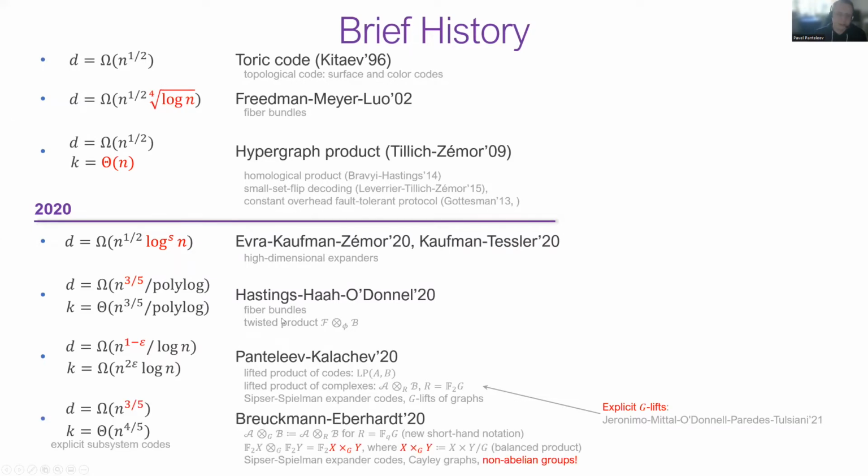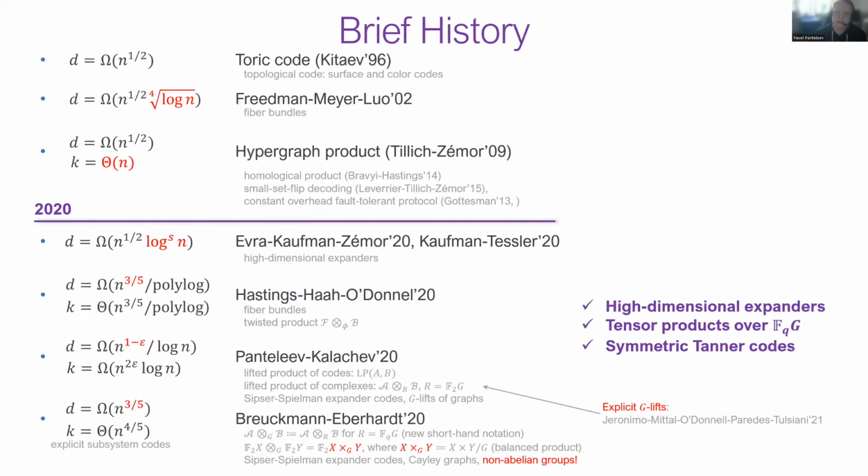And what is important, let me summarize some important ingredients of this construction. So actually, this was the idea of using high-dimensional expanders, tensor product of complexes over group algebras, and symmetric Tanner codes. And actually, in our paper, we use all these components.